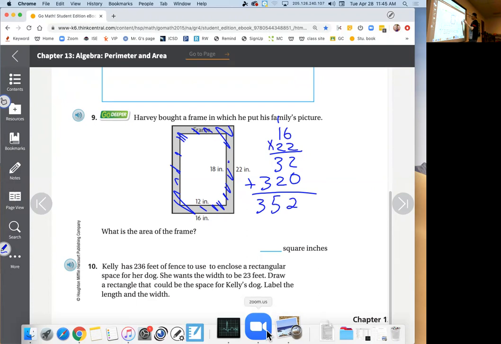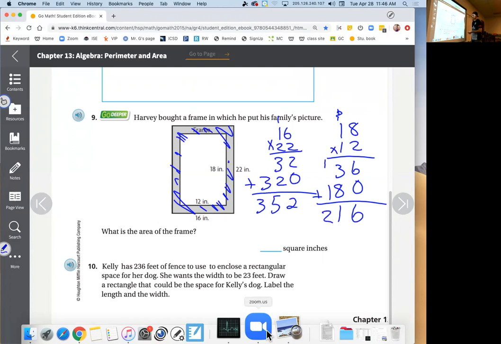Now we got to find the area of the picture. So 18 times 12. 2 times 8 is 16. Put your place value. 1 times 8. 1 times 1. Add it up. 6. 3 plus 8, sorry, 11. So 216 is the picture area.